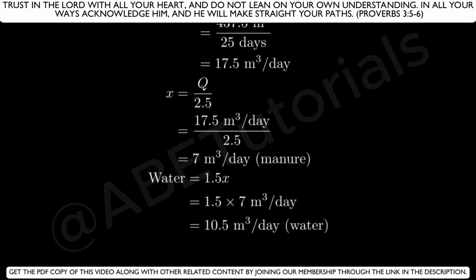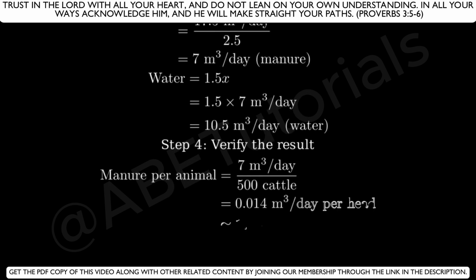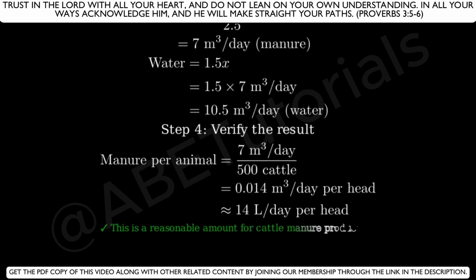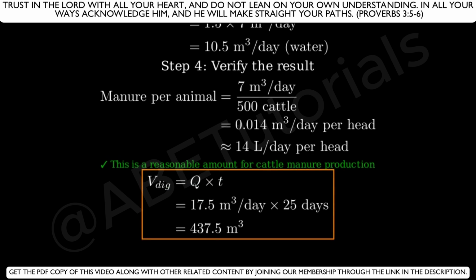Let's summarize what we've learned. First, we established the relationship between digester volume, retention time, and daily feed. Second, we used the feed-to-water ratio to determine the daily manure and water requirements. Third, we calculated the required digester volume using our formula. Finally, we verified our answer by checking if the manure production per animal is reasonable. Understanding these principles is crucial for designing efficient biogas systems for livestock farms.